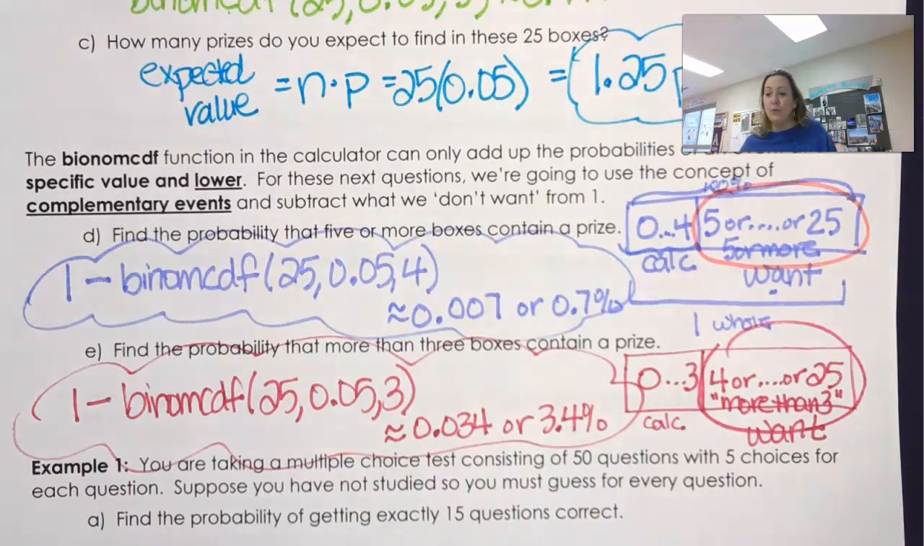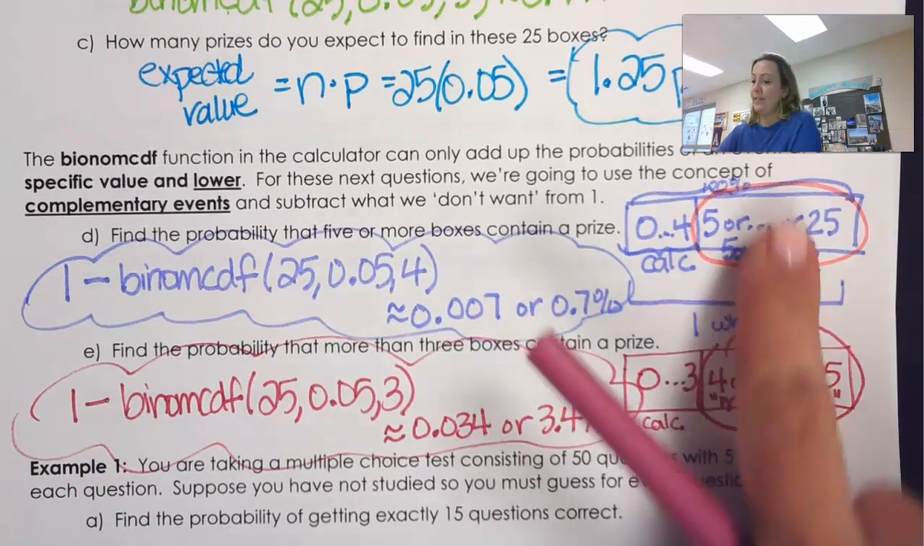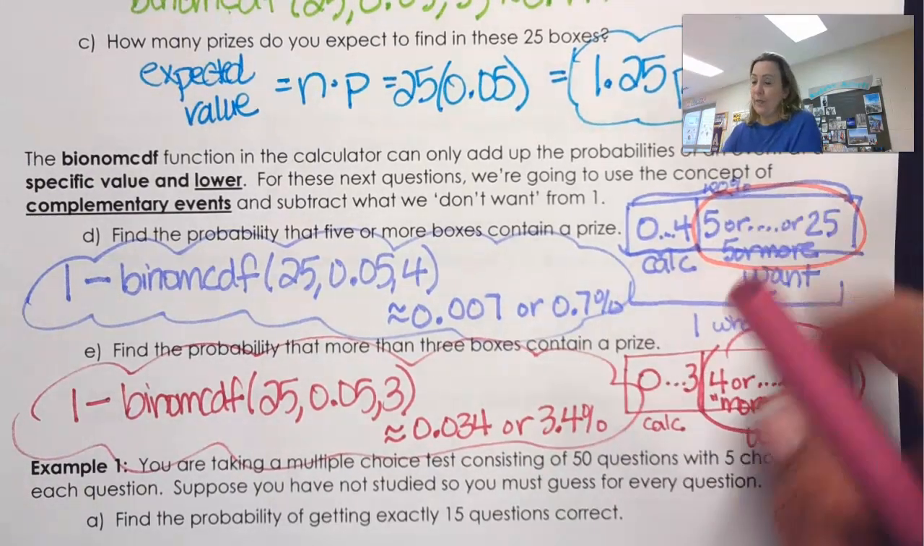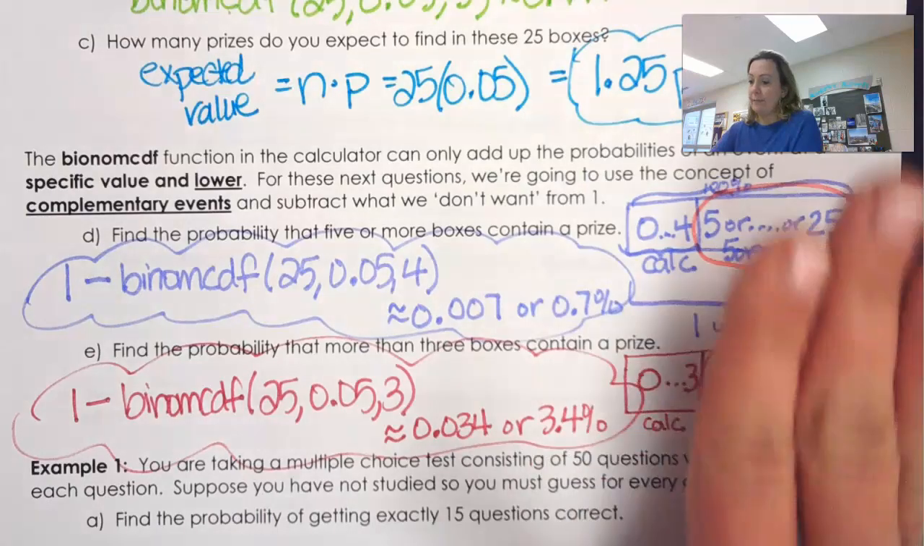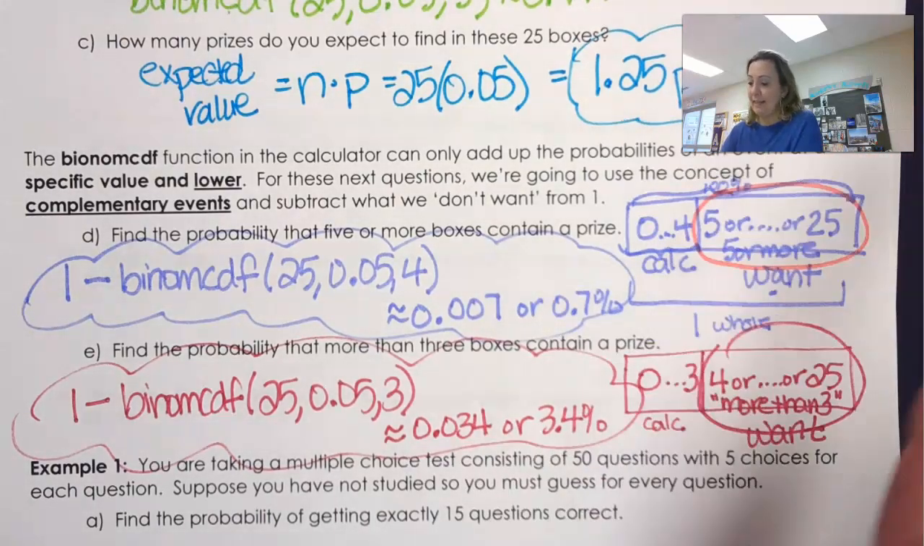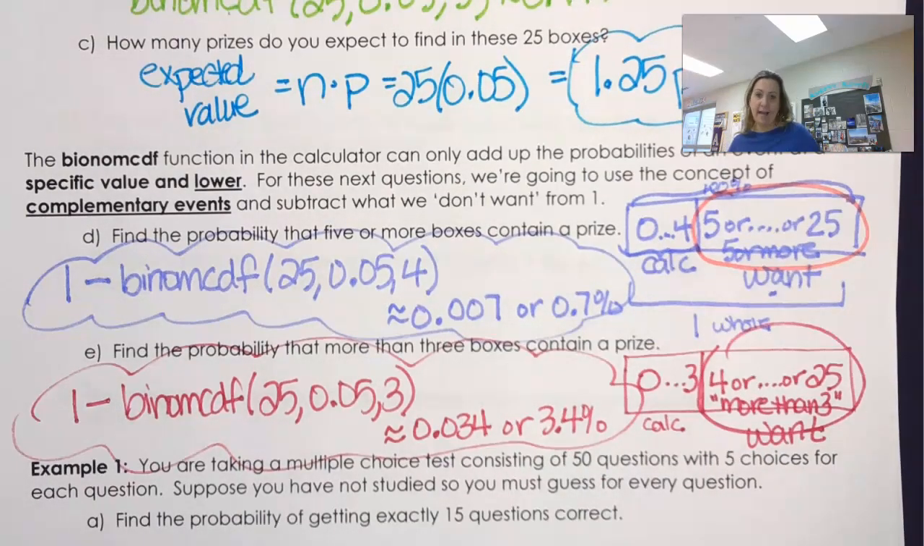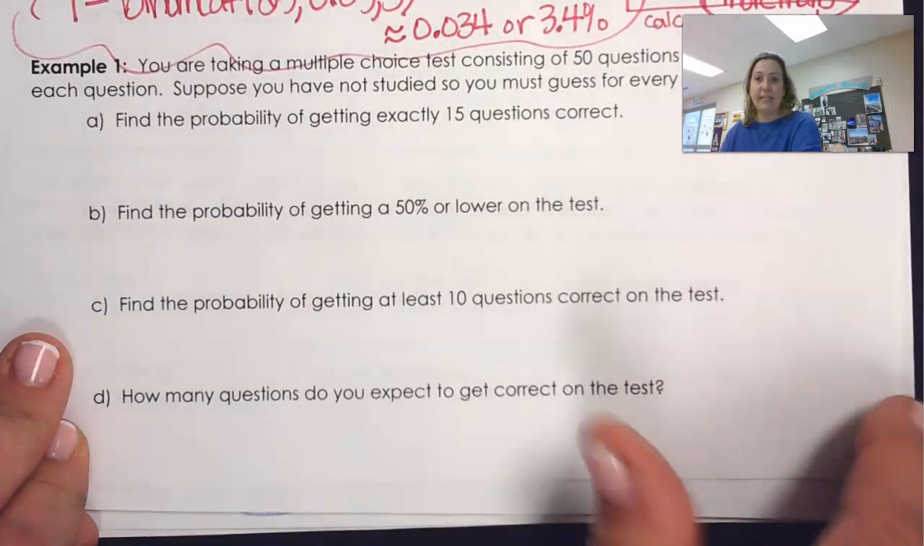So that's the new thing for today. The new thing for today is the idea that if we want something that's more than K, we take 1 minus the binomial CDF. So if we want what's on the right, we take 1 whole, subtract off the left, and that gives us what we wanted. That's really the only thing that we're adding to this today. So let's look at a full example.